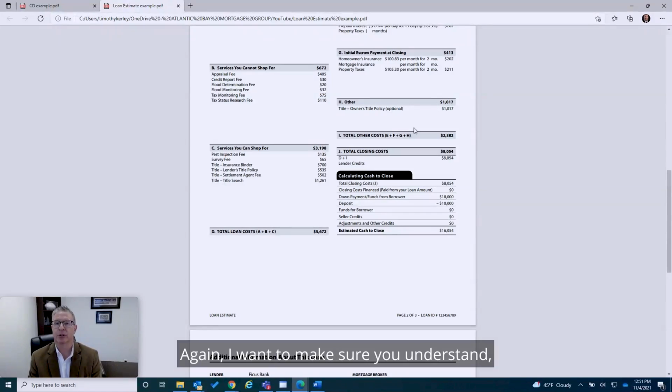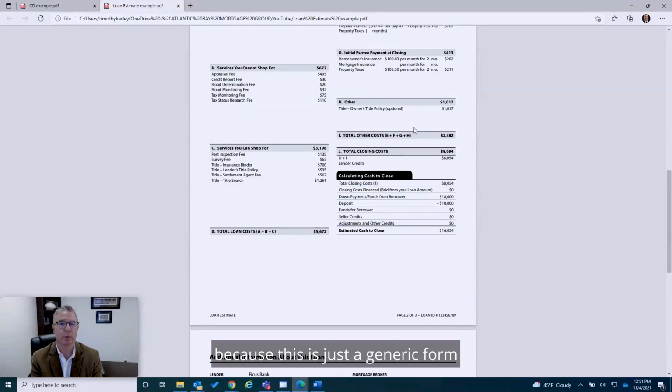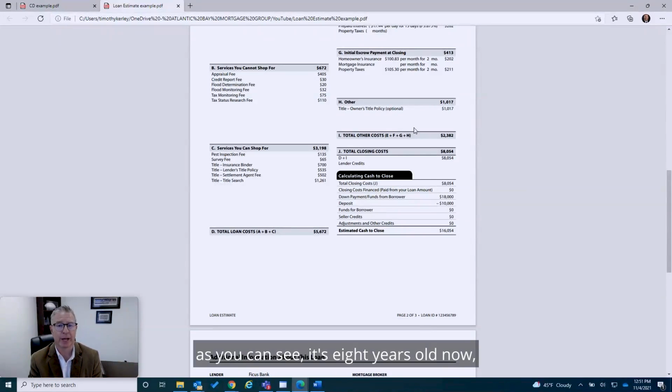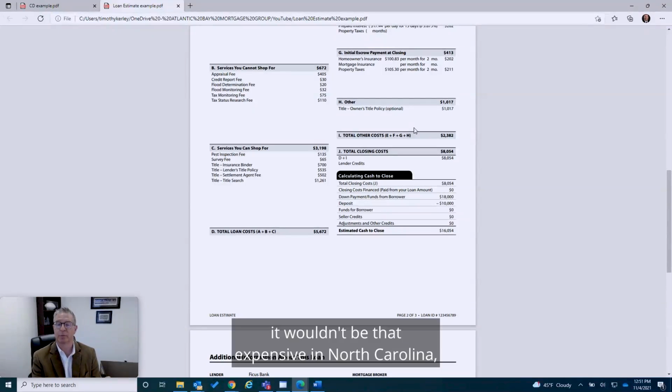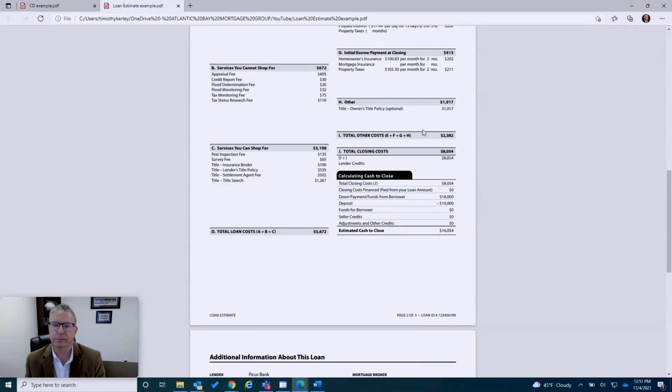Again, I want to make sure you understand. Don't take any of these figures to mean that is what you're going to pay, because this is just a generic form that was put together as an example for all states. As you can see, it's 8 years old now. So things are different from state to state. And for instance, the title owner's policy in most cases wouldn't be that expensive in North Carolina because it would be tied in with the regular lender policy. So again, don't pay any attention really to the numbers here.